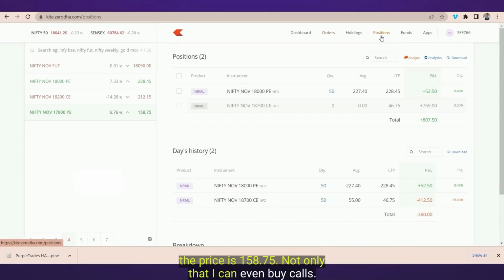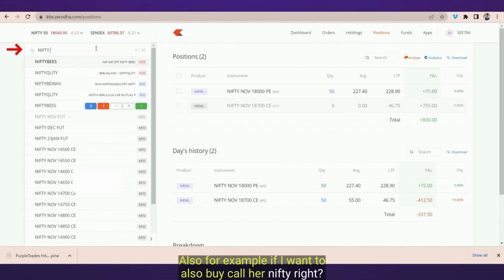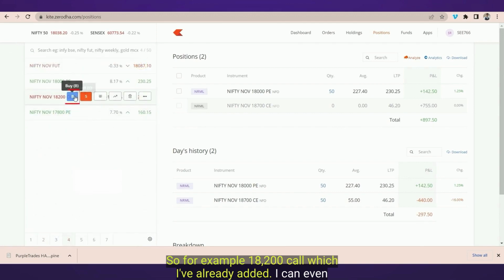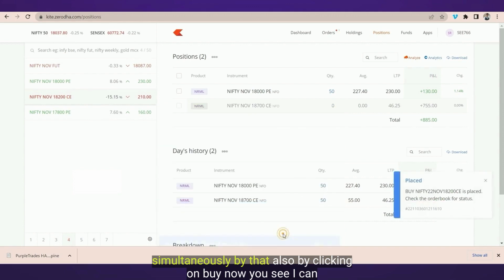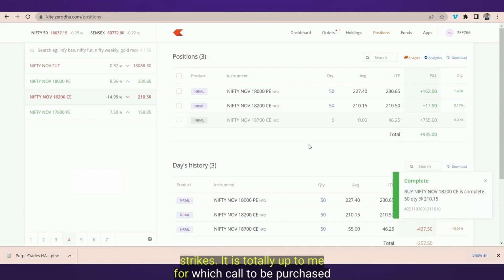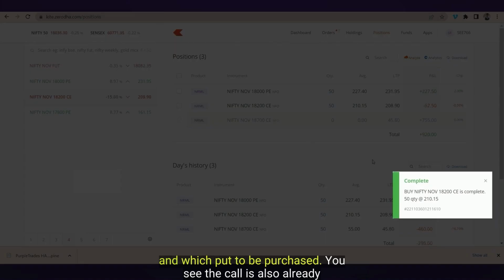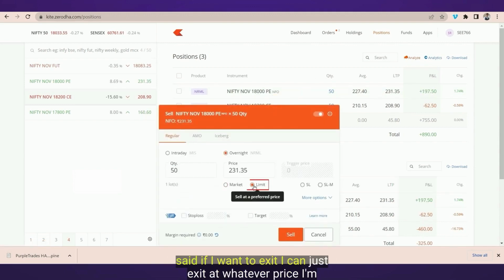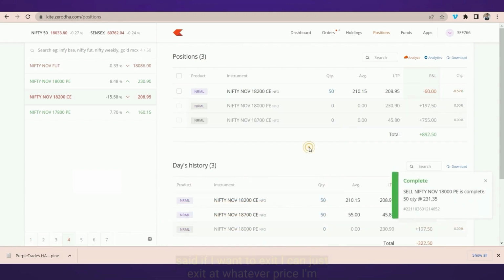Not only that, I can even buy calls also. For example, the 18,200 call, which I've already added, I can simultaneously buy by clicking on buy. Now you see I can simultaneously buy multiple calls and multiple puts of different strikes. It is totally up to me which call and which put to purchase. You see the call is also already purchased, and in the put I am getting a decent profit of 200 rupees. As I said, if I want to exit, I can exit at whatever price I'm comfortable with.